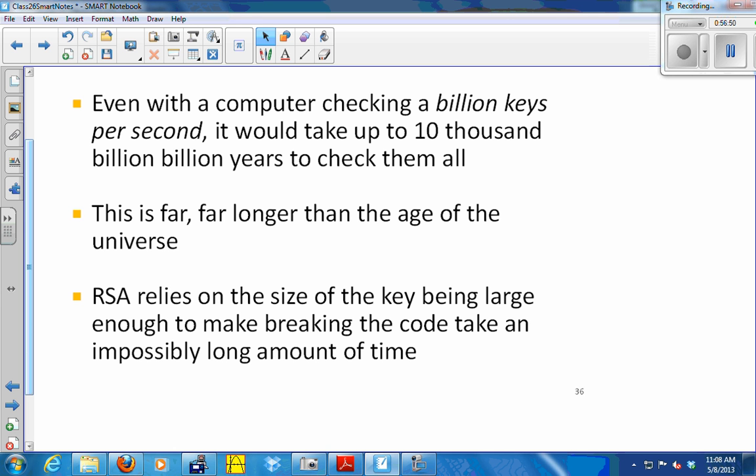So RSA relies on the size of the key being large enough to make breaking the code take an impossibly long amount of time. So the size of the key is the only requirement. Yes. Yep. Very large prime number. Prime number is the key.